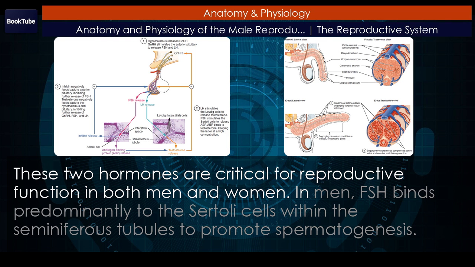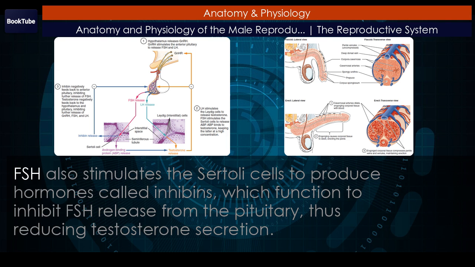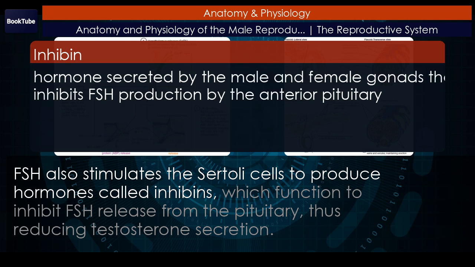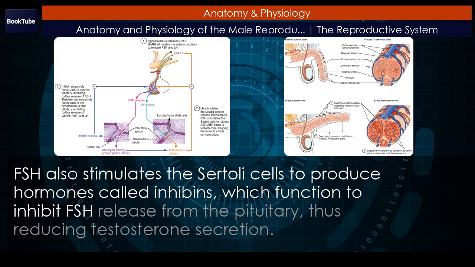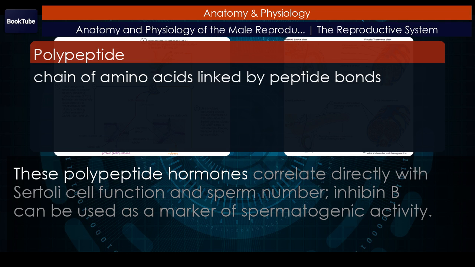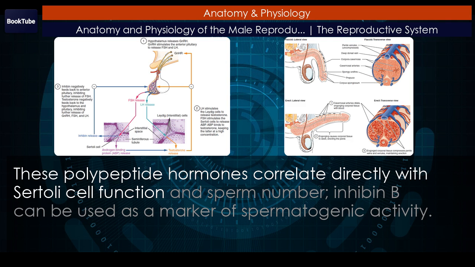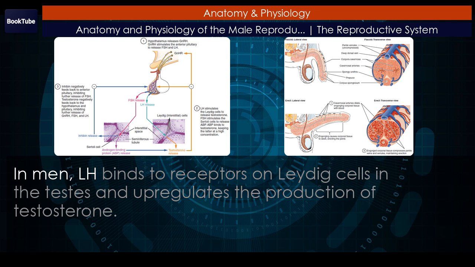In men, FSH binds predominantly to the Sertoli cells within the seminiferous tubules to promote spermatogenesis. FSH also stimulates the Sertoli cells to produce hormones called inhibins, which function to inhibit FSH release from the pituitary, thus reducing testosterone secretion. These polypeptide hormones correlate directly with Sertoli cell function and sperm number. Inhibin B can be used as a marker of spermatogenic activity. In men, LH binds to receptors on Leydig cells in the testes and upregulates the production of testosterone.